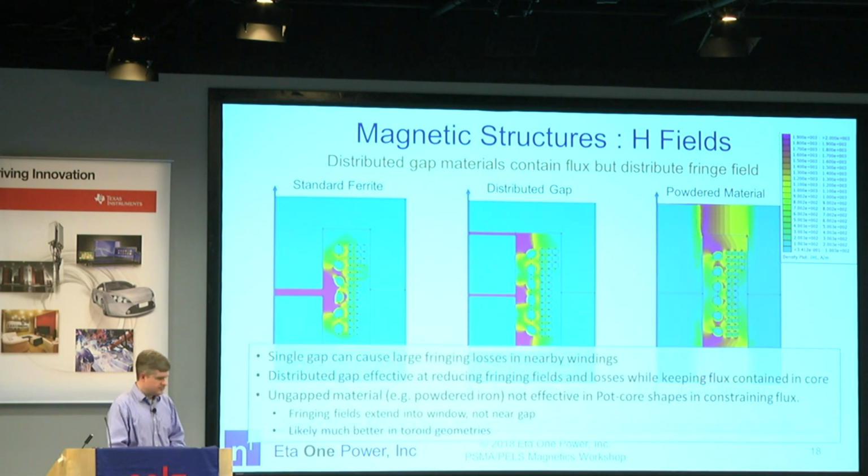So we see that the single gap has a large fringing field. A distributed gap is pretty good at reducing it. But ungapped materials like powdered iron are not effective in this particular shape at doing what you want them to do. One thing you do notice in the market is that powdered irons almost always come in toroids. And the toroid shape, the geometry, and the way you wind it mean the winding structure itself is very good at keeping the flux contained. Whereas this structure, if you take away the core, basically looks like a solenoid broadcasting your field everywhere. So there's some logic behind that.